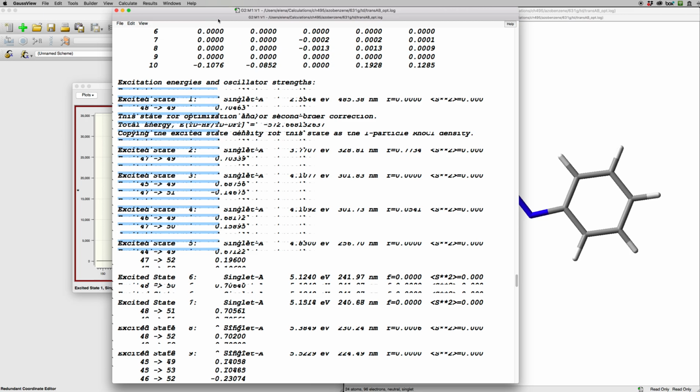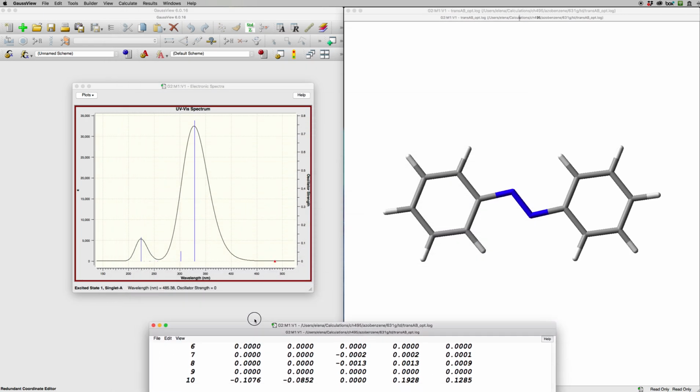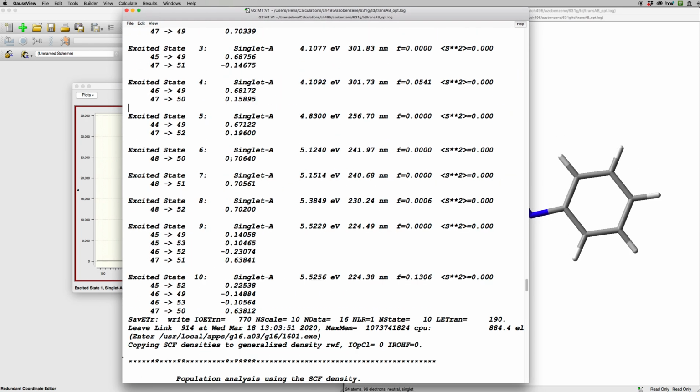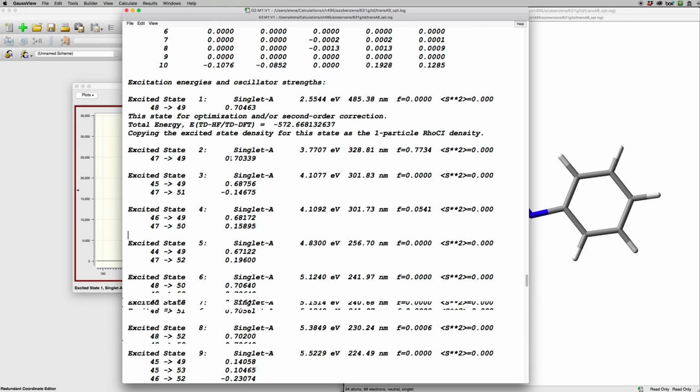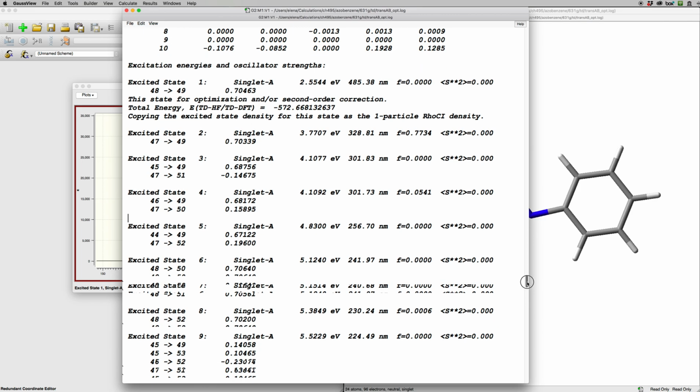Oops, and this is not looking so good. Let me see if I can refresh the screen. Okay, so now I can see it. These are excitation energies and oscillator strengths. What I am interested in specifically is excited state 1 and excited state 2.